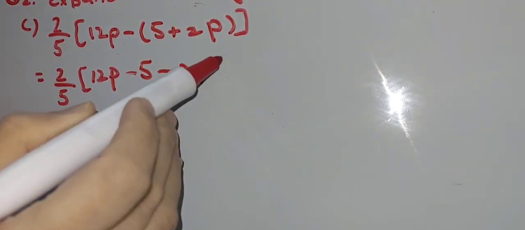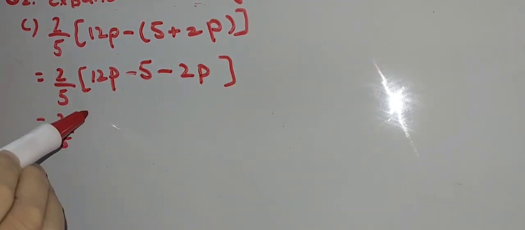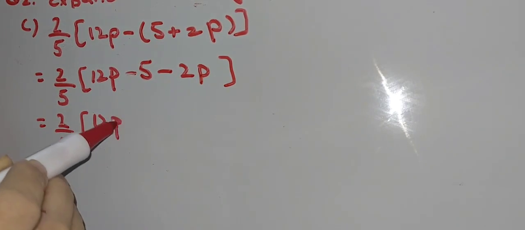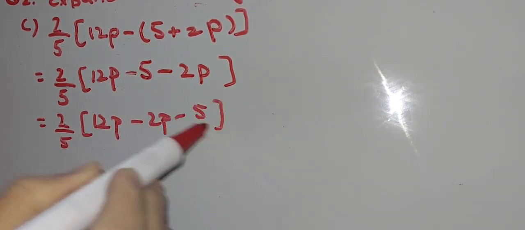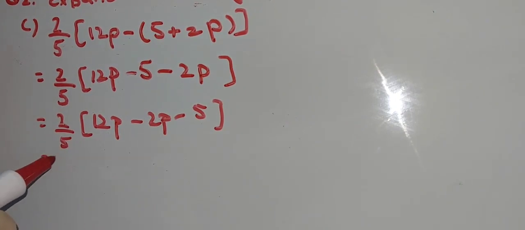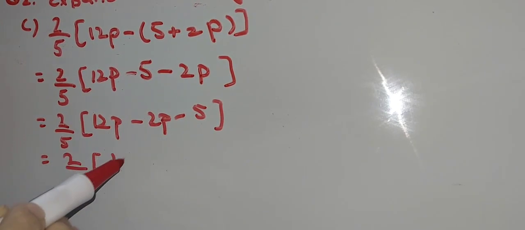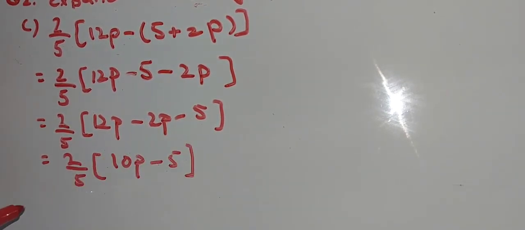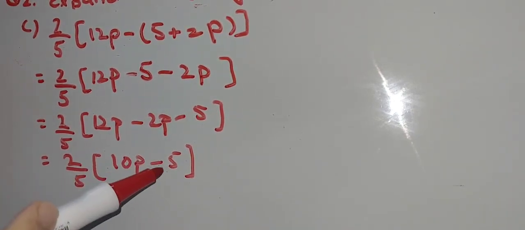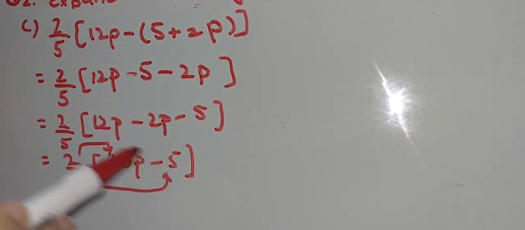Now we have to arrange the like terms together inside. 12p, then minus 2p, and then minus 5. It will become 2 upon 5, and what is left inside: 12 minus 2, 10p minus 5. Now we have to multiply 2 upon 5 with both the terms inside the bracket. First we will multiply with this one and then with this one.